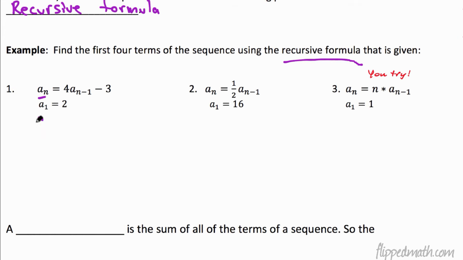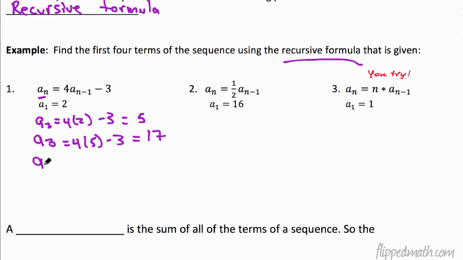So if a sub 1 is 2, then a sub 2 will be 4 times the term before it. So it'll be 4 times 2, and then we subtract 3. All that equals what? 8 minus 3, which is 5. Let's find the third term. Third term would be 4 times the term before it. The term before it is 5 now. So this equals 4 times 5, and then you subtract 3. That's going to equal 17.